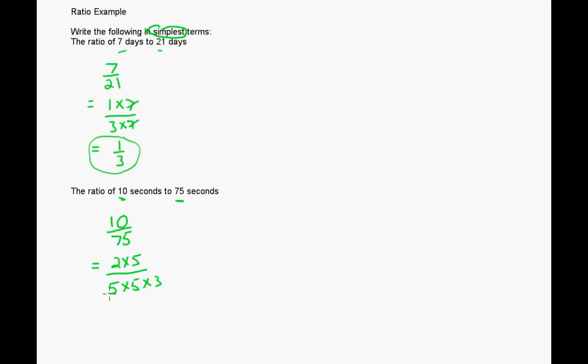So now we can cross out a 5 on the top and bottom. So we're left with 2 over 5 times 3, which is equal to 2 over 15. And again, there's no number that's going to divide into both 2 and 15 evenly, so we can state that that is in simplest or lowest terms. So that's a quick couple examples on ratios. Next, we'll move into rates.